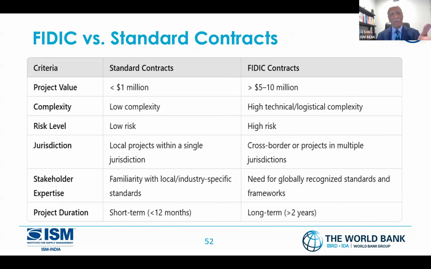Value-wise, I told you already, that means less than $1 million, a standard contract, but FIDIC is more than $5 million. I may use the FIDIC green one for $500,000 and above, but for others, I'll go with this one value.